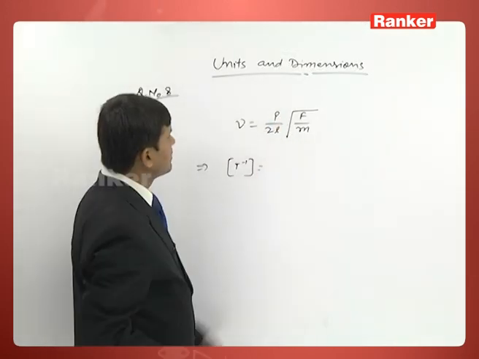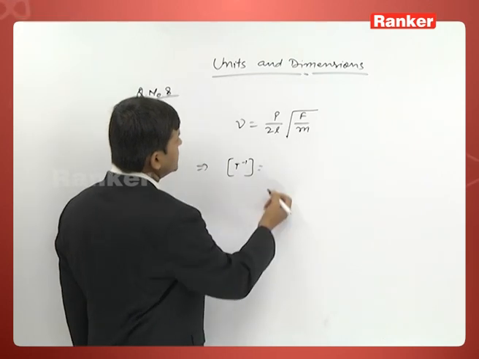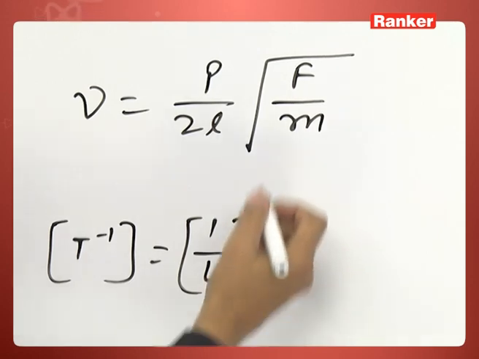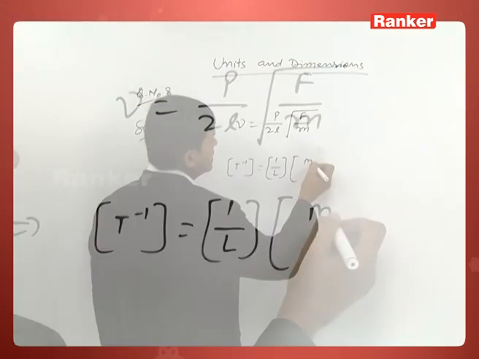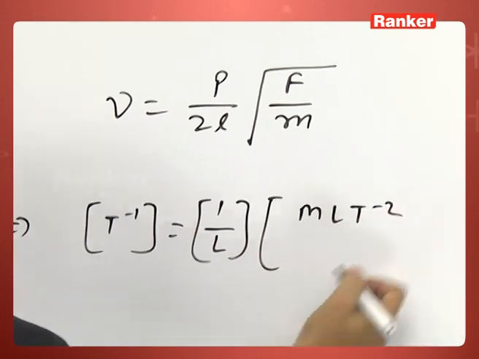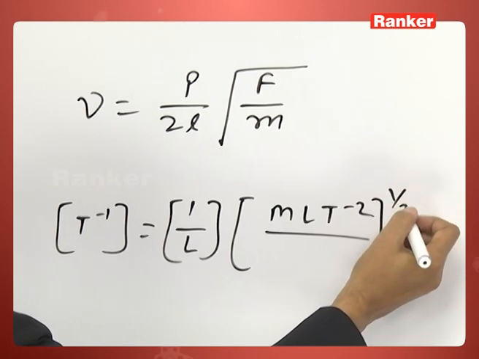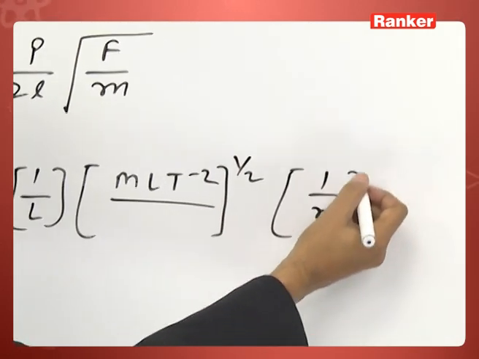The dimension of the number of loops is dimensionless. L is the length, so 1 by L is the dimension. Now the dimension of force is M L T minus 2. And this dimension we have to find, so 1 by 2, and the dimension of 1 by m we have to find.